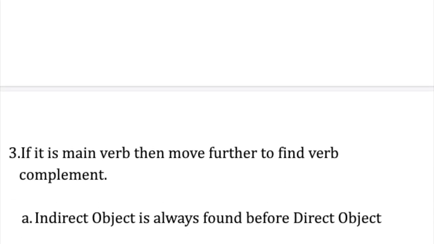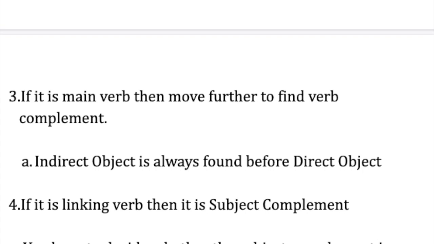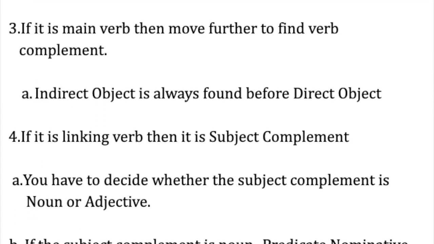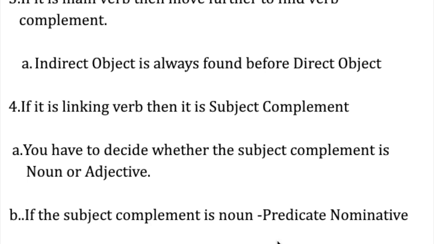Alright, but in case you have not found the main verb, but you have discovered the sentence has a linking verb or the helping verb, in that case do not worry about the verb complement. The moment you have found the linking verb, your direction is changed. You're finding the subject complement. Now, subject complement can be decided in two ways. The subject can be complemented by a noun or an adjective. If it is being complemented by a noun, we call it predicate nominative, or if it is being complemented by an adjective, we call it predicate adjective.